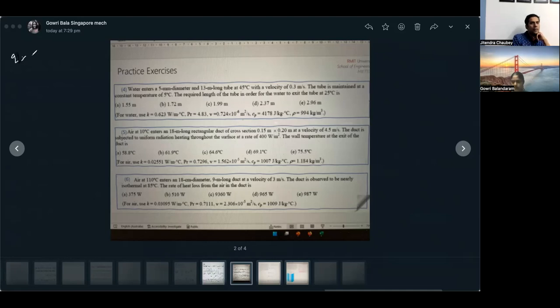Okay, Q can be multiplied by area, so we can take 400 into pi d l equal to total Q. Even that can be done. No, not d l, sorry, it is the surface area of a rectangle. So it will be 0.15 plus 0.2, and multiplied by length will be equal to Q.